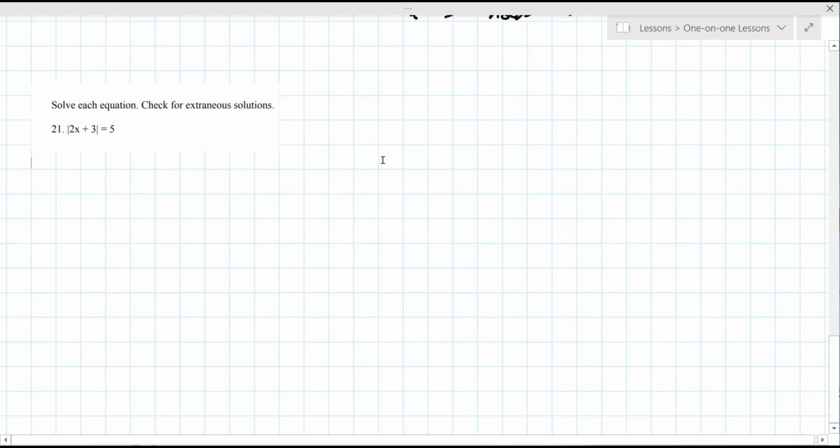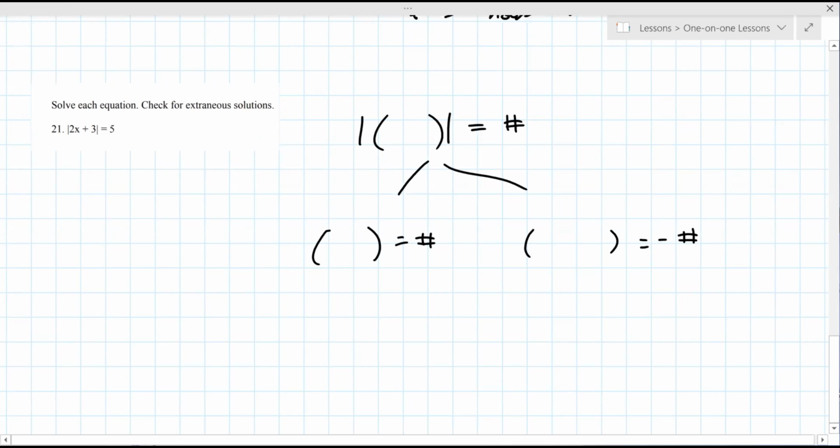So when you have the absolute value of something equals a number, you set up whatever's in here, I'll call that in parentheses, equals the number, and whatever's in there equals negative of the number. So in your problem, it's 2x plus 3 equals 5, comma, 2x plus 3 equals minus 5. And you solve both of these. Okay. So the one on the left here is 2x equals 2, x equals 1. This one's 2x equals minus 8, so x equals minus 4.